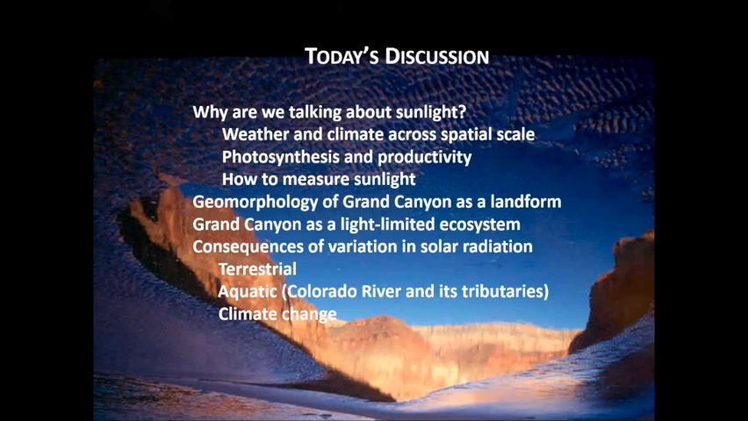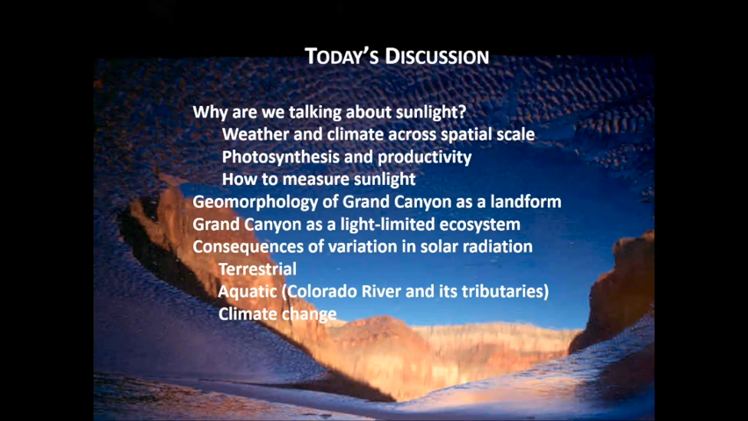Sunlight, of course, is the promoter of photosynthesis and productivity, productivity being the rate of plants' ability to fix carbon per unit area over time. So productivity varies tremendously across the elevation and water gradient that we have in Grand Canyon. We'll talk a little bit about how to measure sunlight and what that means to us.